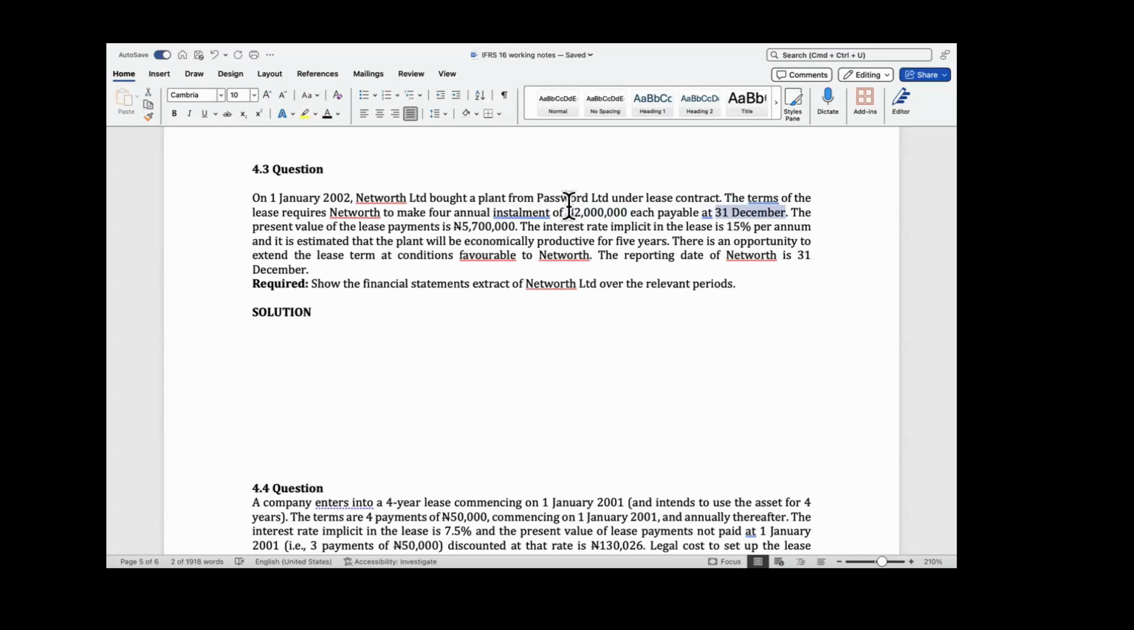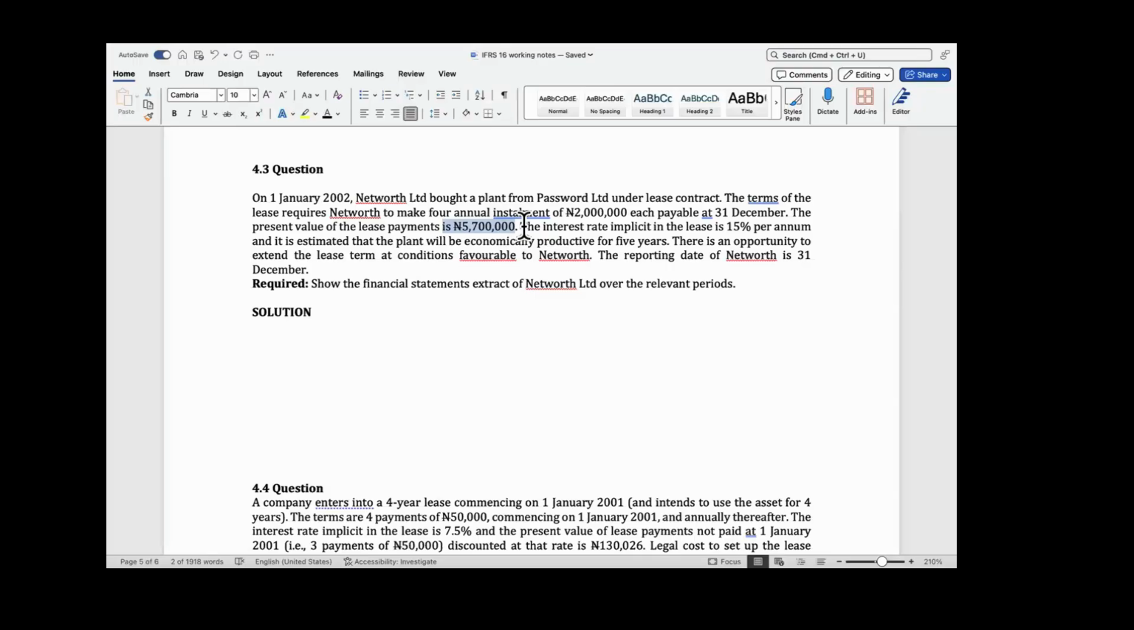And this 2 million is going to be paid for 4 annual installments, unless otherwise stated. That means the lease term is 4 years. And of course, Networth is the lessee, Password is the lessor. We're now told that the PV of the lease rentals is 5.7 million. So the examiner already gives me the PV of the rent. Fantastic.